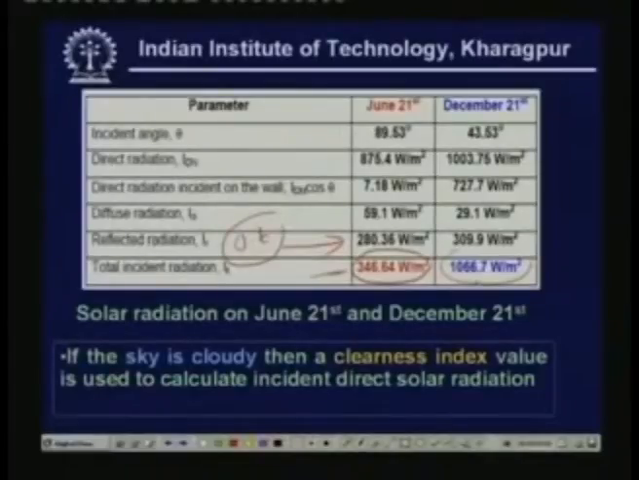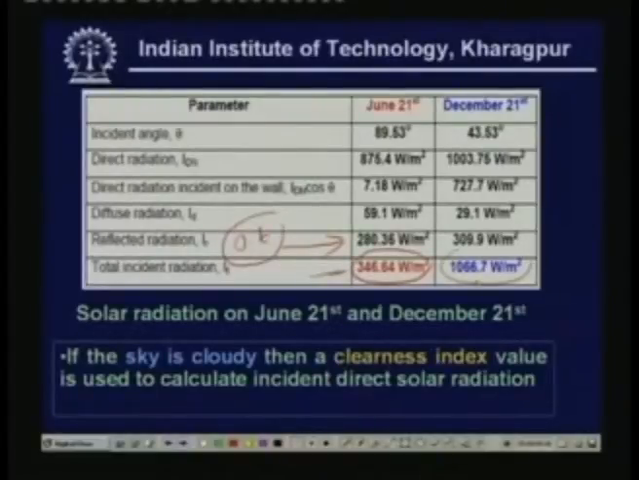Because the latitude is 23 degree north. The results will be different if we are talking about the southern hemisphere. And so far this ASHRAE model, in fact if you remember, I have mentioned in the last class that this model assumes that the sky is cloudless.